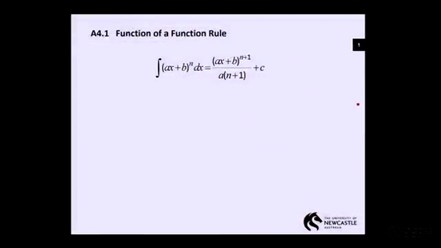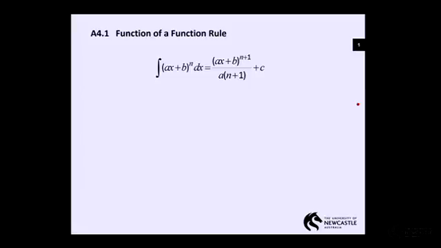Integration, here we go, round one. There is a rule in front of us. It's on the top of page 41. I want you to make a few things stand out. Dave's called it a function of a function rule. So this can only apply, though, under one condition.